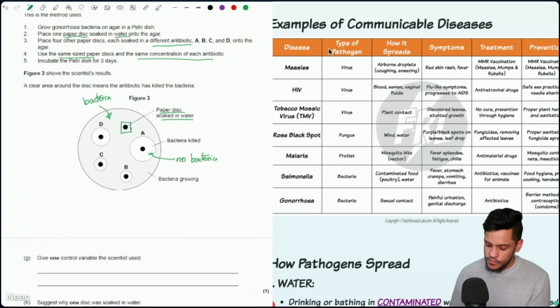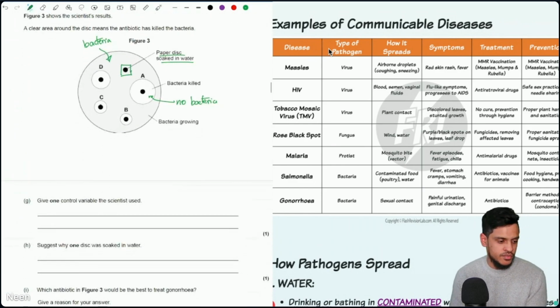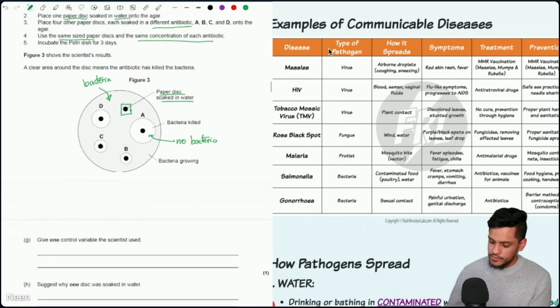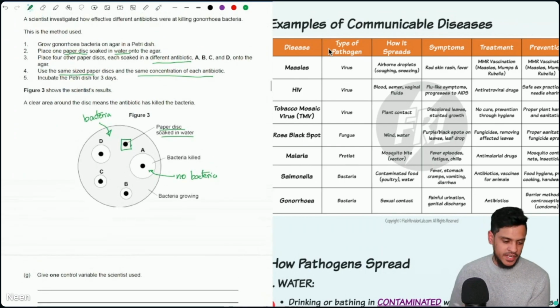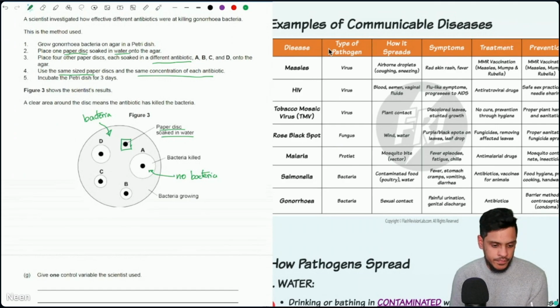One control variable the scientists used. So control variable is just something that you keep constant to make it a fair test. They've literally said it in the question. They've told you.